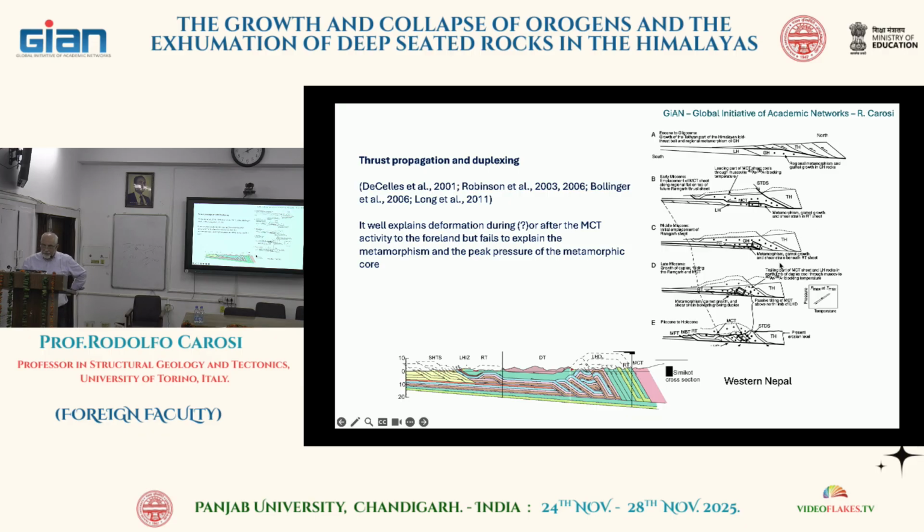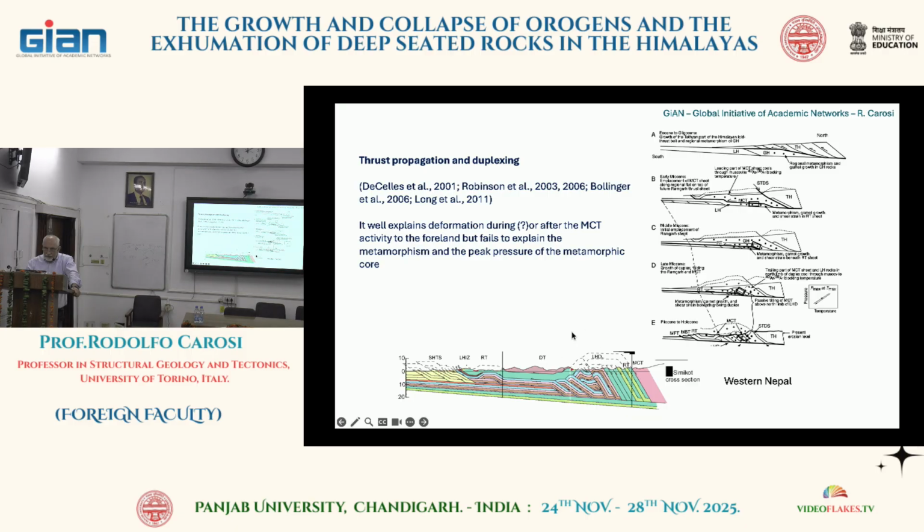This is a nice model, but it cannot explain the deformation before the movement of the main central thrust, because with this geometry you should have the same pressure at the base of the Lesser Himalayan sequence, at the base of the Greater Himalayan sequence, and at the base of the Tethyan rocks. But instead, metamorphism is very different in this part of the belt, and the pressure is higher in the Greater Himalayan sequence with respect to the Lesser Himalaya or Tethyan Himalaya. So this model is not enough.